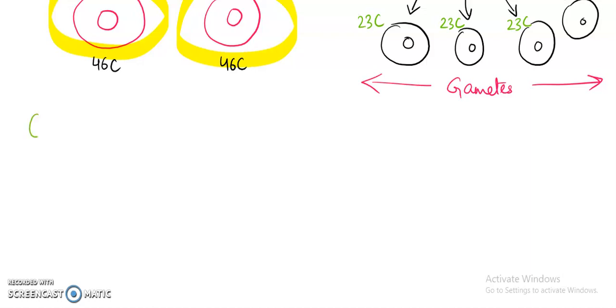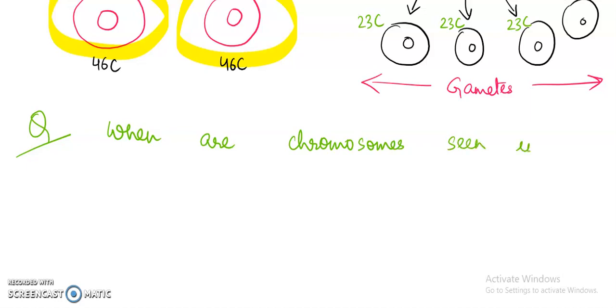Now the question for this video, which has already been discussed in the nucleus video, is: when are chromosomes seen in a cell? You can come up with your answers by writing in the comment section of this video.